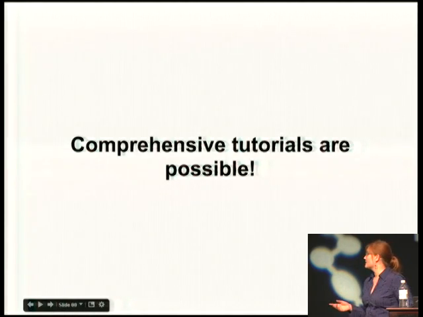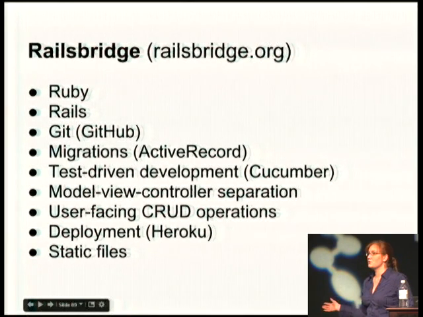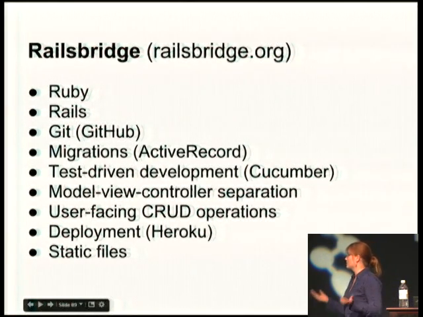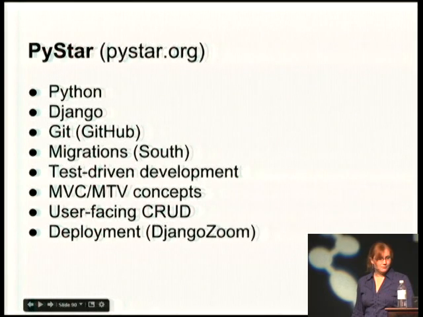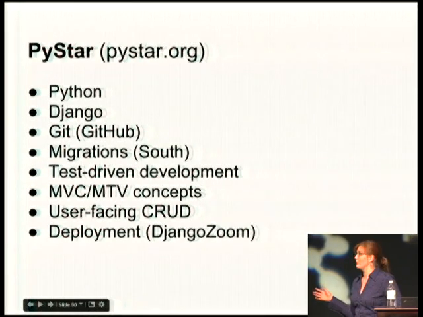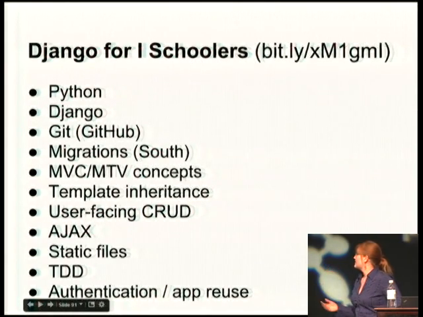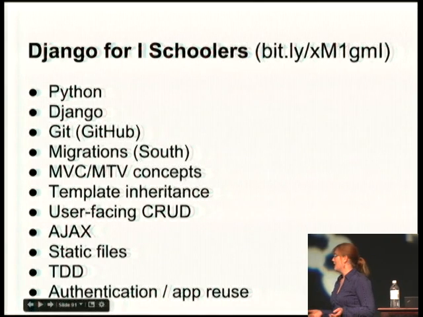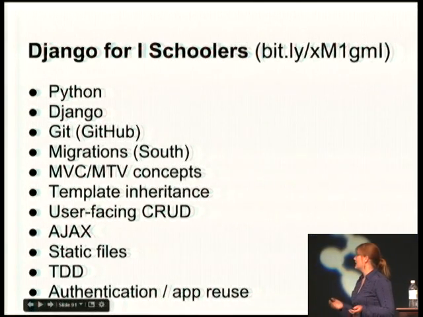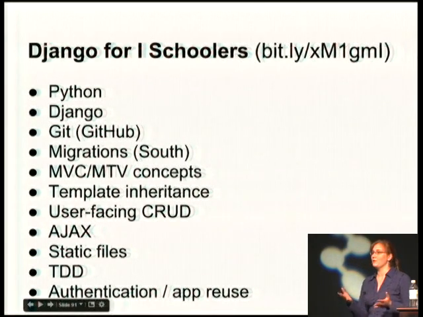Comprehensive tutorials are possible. The RailsBridge tutorial, which is ostensibly a tutorial to learn Ruby on Rails, covers all of this other stuff as well. The PyStar version of the Django tutorial similarly took its cues from RailsBridge and also covers all sorts of things from Git to CRUD to deployment. This is a version of the Django tutorial I put together for an intro web programming class that I taught last semester that covered a lot of similar stuff as well, including things like Ajax, since the students in the class were more familiar with JavaScript and front-end development.